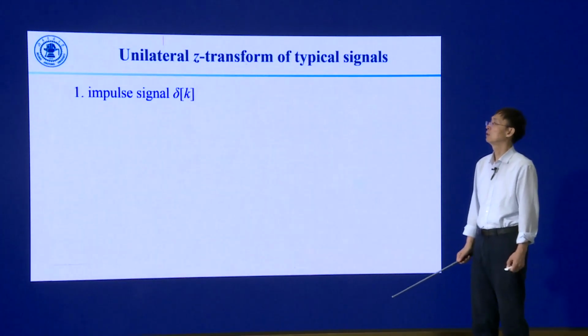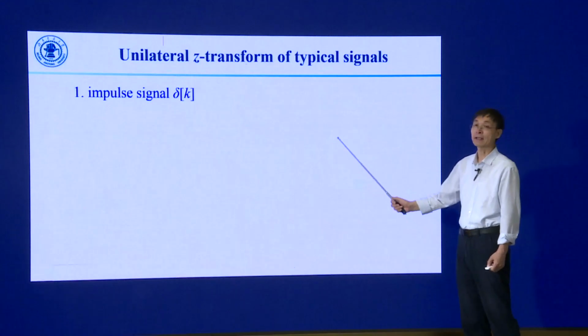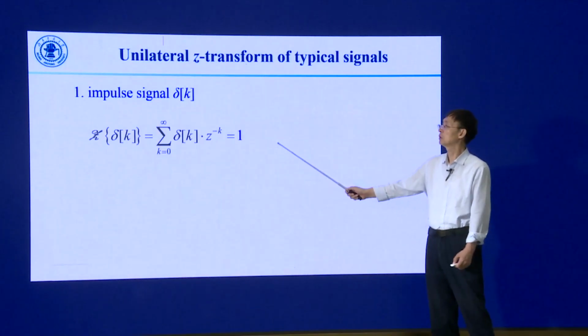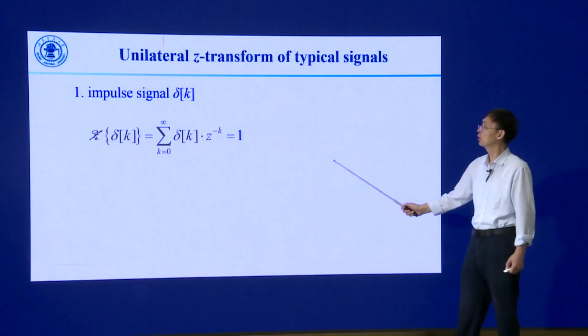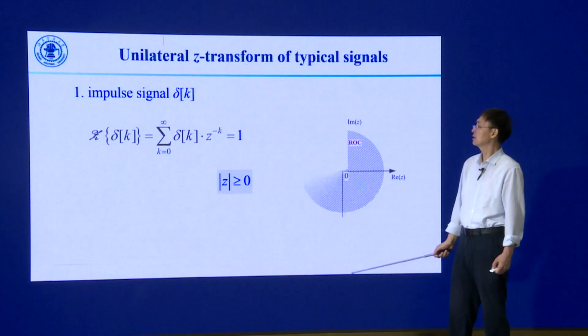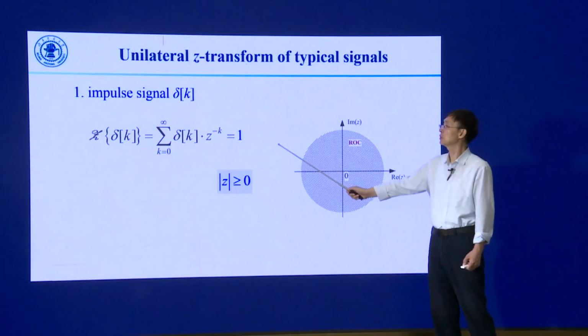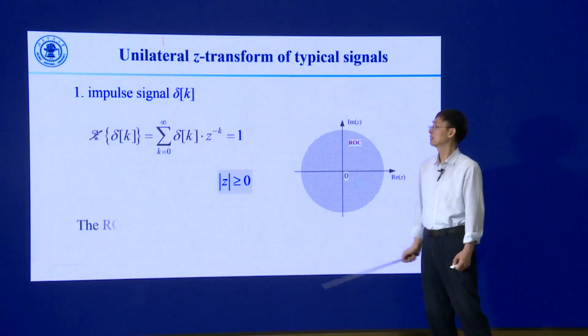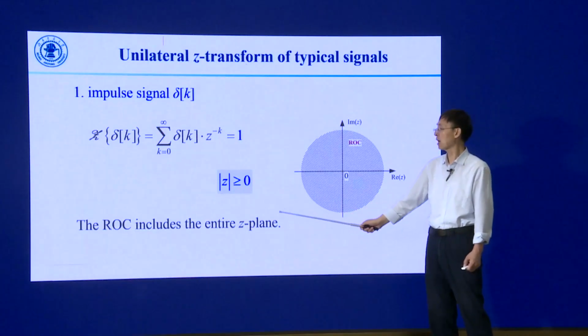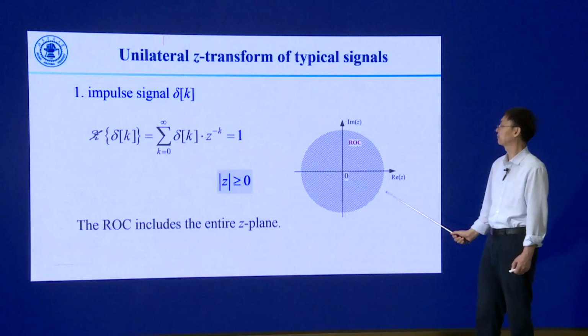First, for the impulse signal, delta k, according to the definition of the unilateral Z transform, we can get the result. Here, there is no restriction on Z, so the ROC includes the entire Z plane.